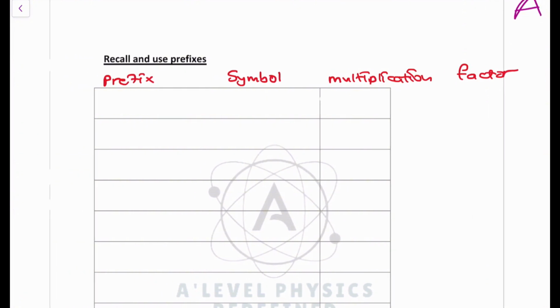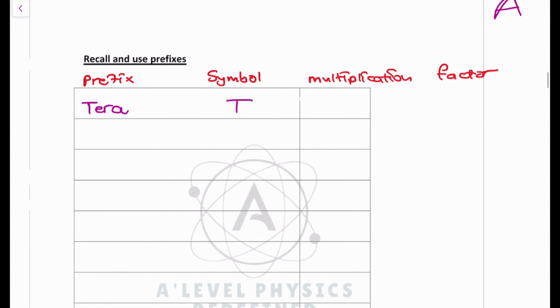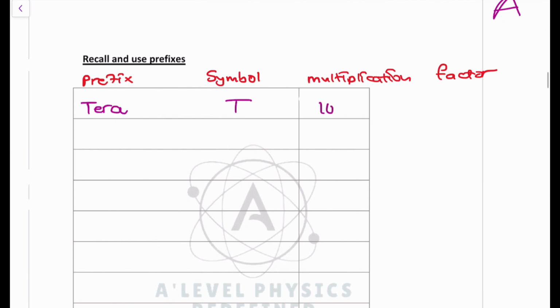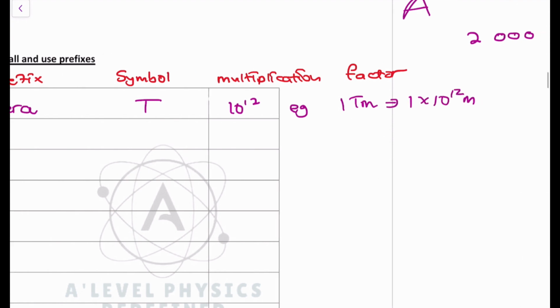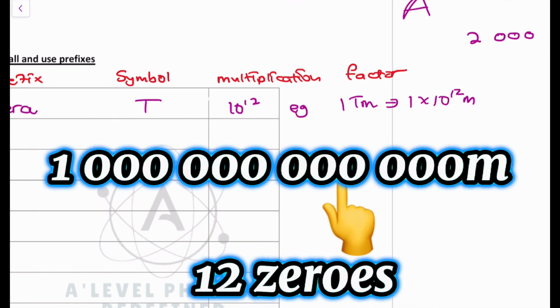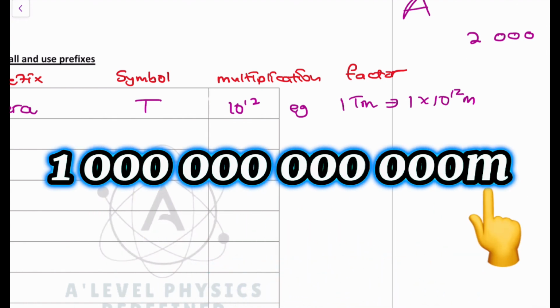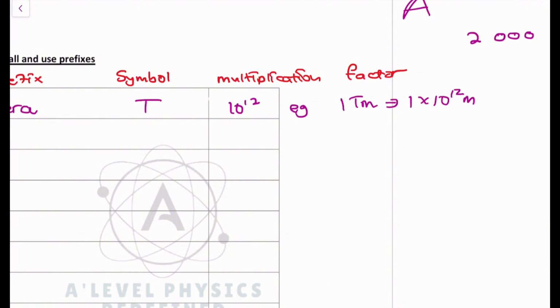The first one that we're going to identify is tera. The symbol is a capital letter T, and the multiplication factor is 10 to the power of 12. What does that mean? You could say 1 terameter, which is 1 times 10 to the power of 12 meters. You've saved 12 zeros that you could have put otherwise, by just saying 1 terameter.